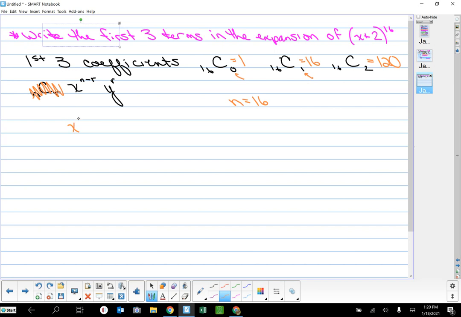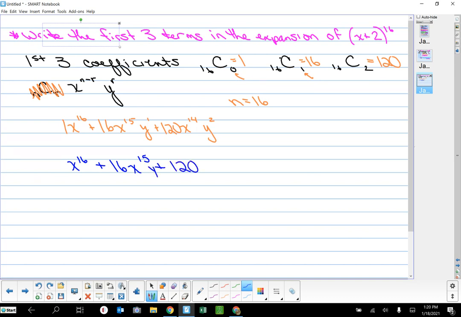I'm going to have x to the 16 on the first term, y to the 0, which is 1. Then I'm going to have x to the 15, y to the 1, and then x to the 14, y to the 2. And remember that your exponents have to equal 16. And then my coefficients: I have a 1, I have a 16, and I have 120. I have addition signs between all of these, unless your coefficients ended up being negative. And then you just simplify.